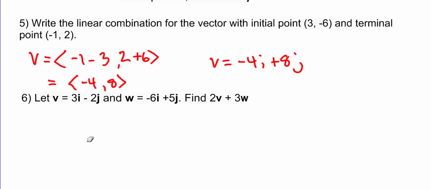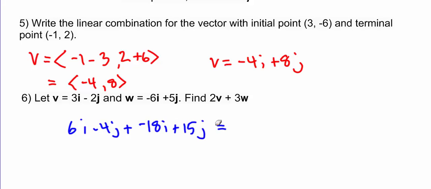All right. The thing I like about linear combinations, and I think you might too, is that in some ways it's a little more logical when we add things together because we're used to adding like terms and we get to do that a lot. So if I want to do 2v plus 3w, you can see w and v are given to us here. I'm going to go ahead and just write it like this. 2v would be 6i minus 4j. 3w would be negative 18i plus 15j.